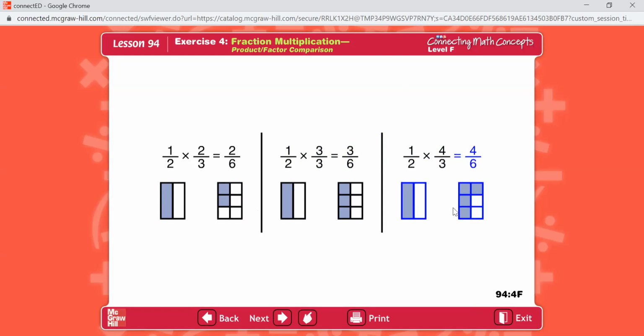Now, find part 3 in your workbook. You're going to complete the equations. Then you'll shade the diagrams to show the starting fraction and the ending fraction.